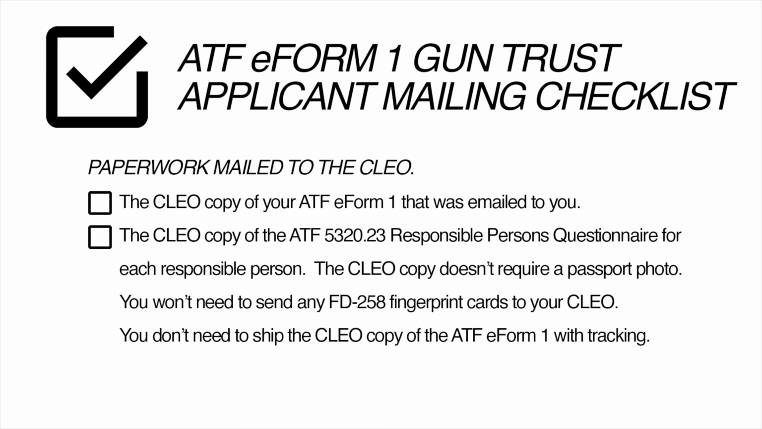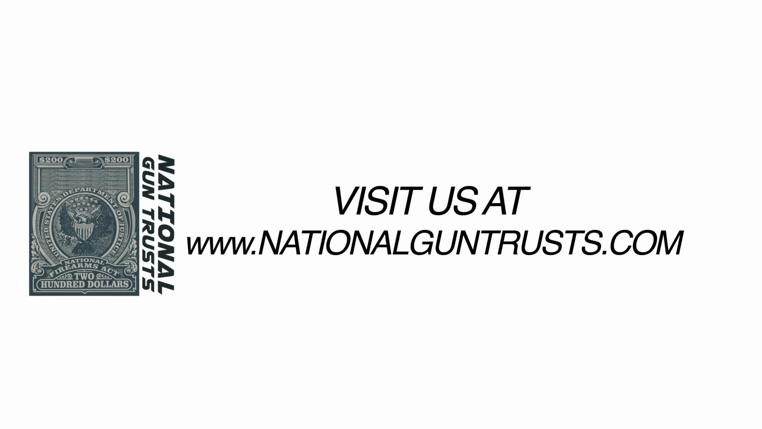Once approved, the ATF will email your approved tax stamp to the email address from your ATF eForm account. The ATF won't send you a physical tax stamp. If you want a physically printed tax stamp, you can view our ATF eForm 1 tax stamp printing service in the video description below. This completes the ATF eForm 1 Gun Trust, Corporation, or other legal entity ATF eForm 1 video walkthrough guide.